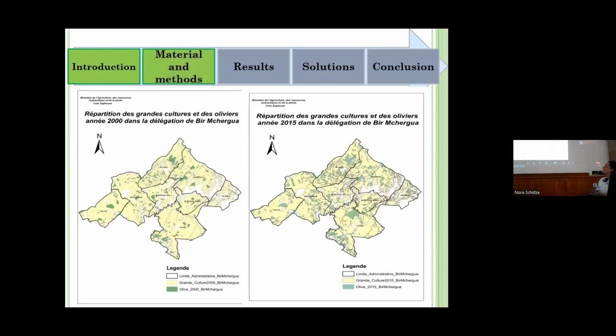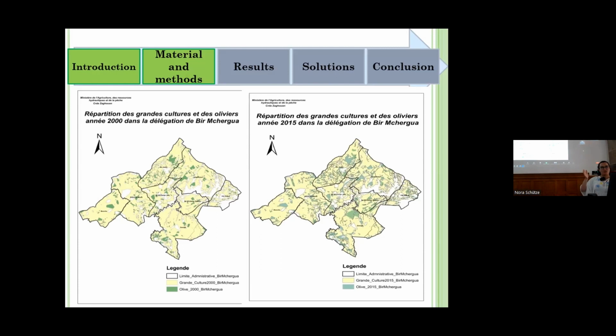So we started by searching where these areas were converted, and through a mapping approach, here we have two maps. The first one shows the agricultural map of the region in the year 2000, and we see two colors. The yellow one presents the field crop, and the dark green is the olive trees. In the second map, we did the same work for the year 2015, and here we can see three colors. The yellow one is the old field crop area, which is still the same. The dark green is also the old olive tree area, and the third, light green.